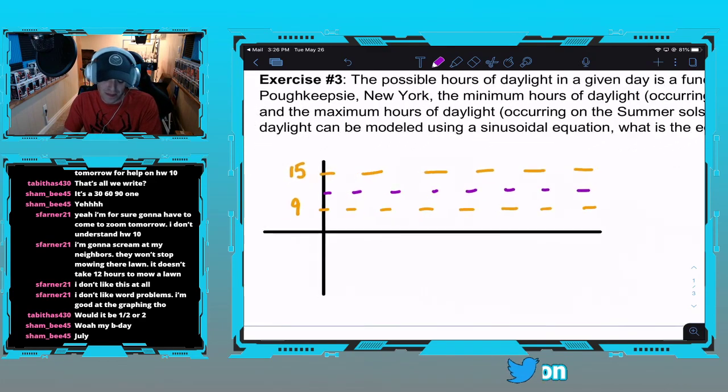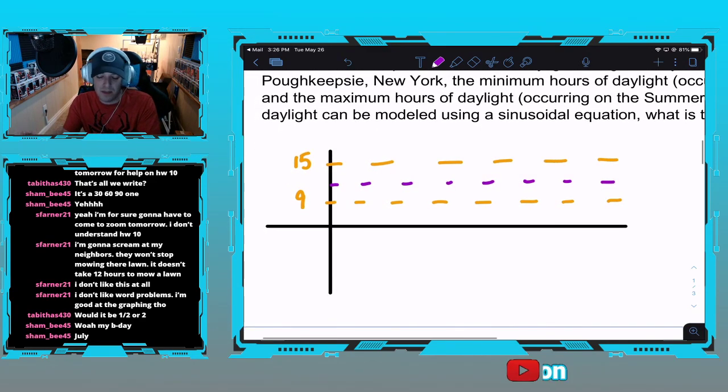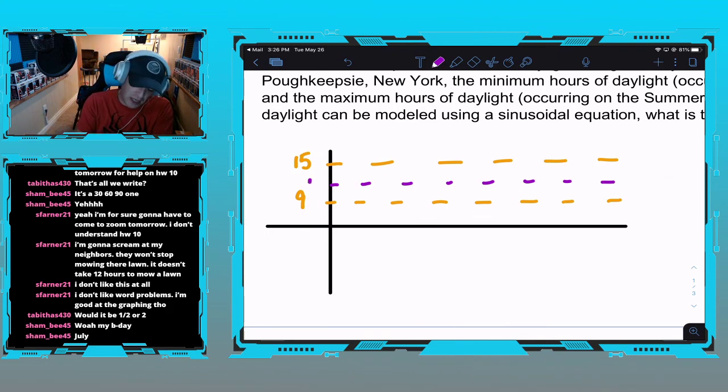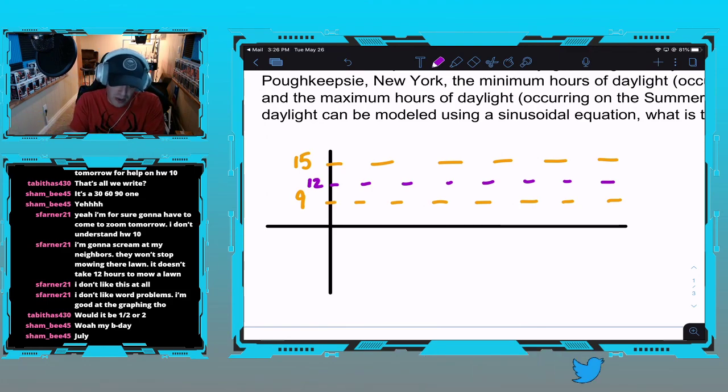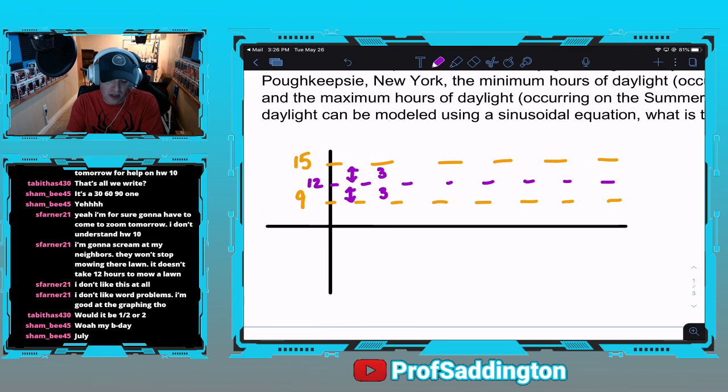Okay. So in this case, the number that would be between 15 and 9 is going to be 12. Because 12 is 3 away from 15 and 3 away from 9. So the only thing they wanted to know is the amplitude, and that amplitude is going to be 3.